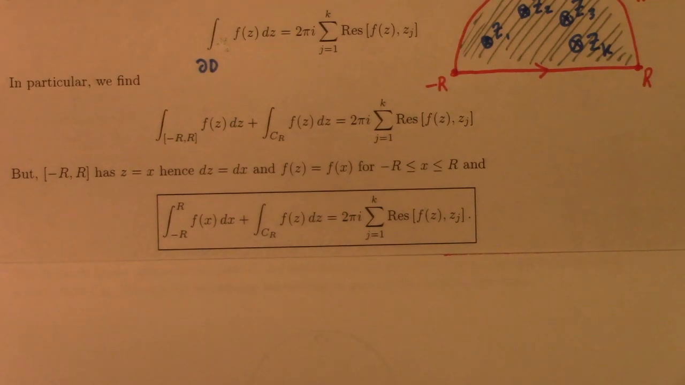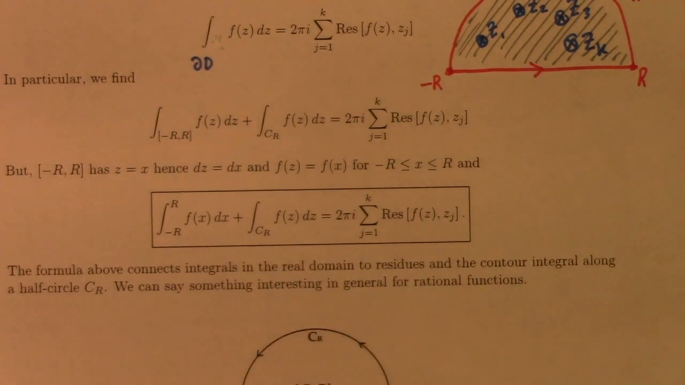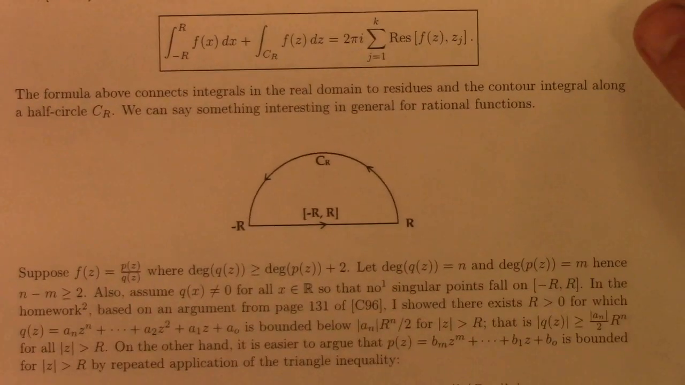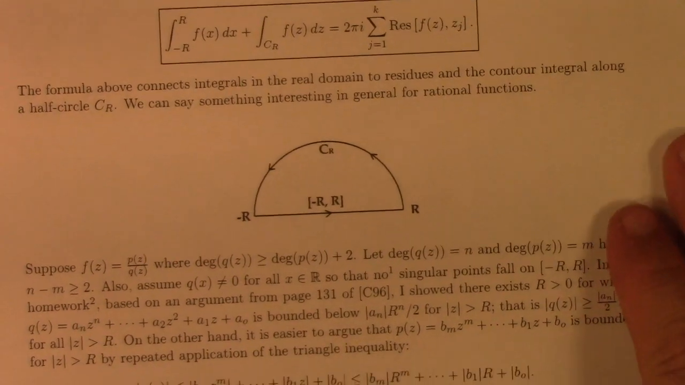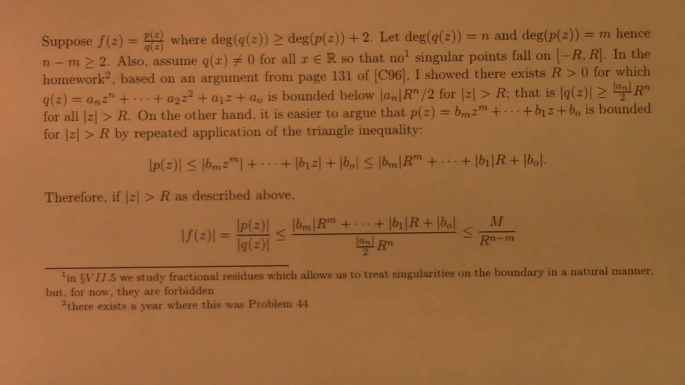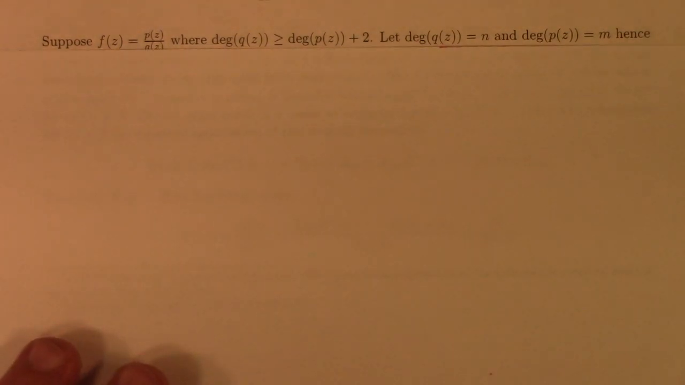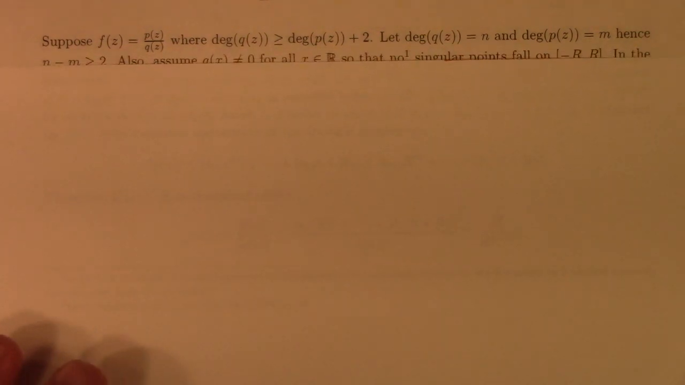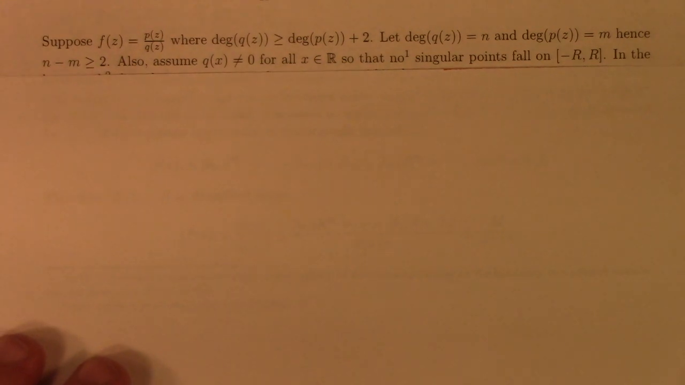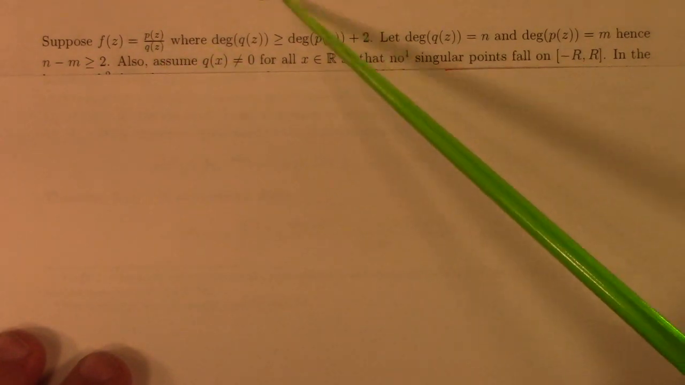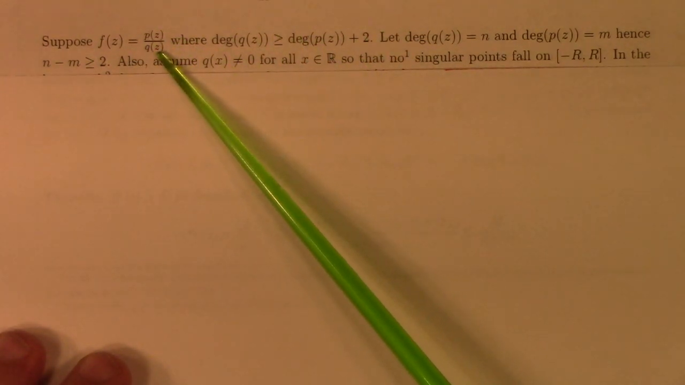Okay. So let's talk about the case of a rational function. For a rational function, suppose we think about a rational function where the degree of the denominator is at least 2 more than the degree of the numerator, and if we say basically n minus m is greater than or equal to 2, and we also want to assume that there's no real zeros.